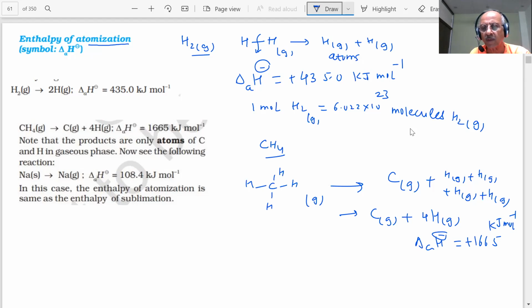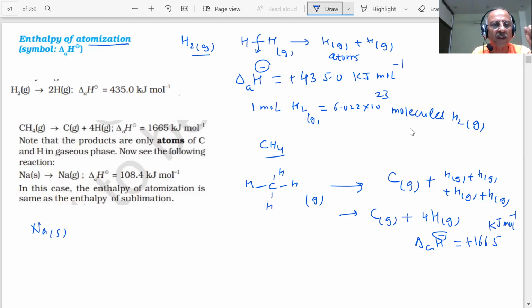1665 kilojoules per mole. For 1 mole of this, you will need this much amount of energy. At the same time, students, sometimes you have solid. What do you mean by solid? Sodium is a metal and it exists in solid form. What do you mean by solid form?